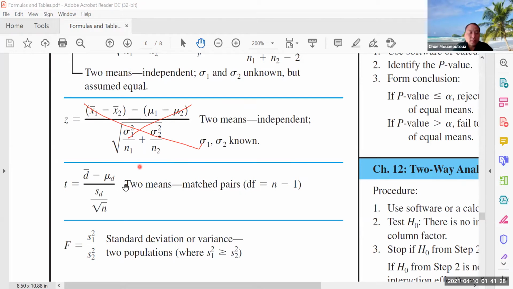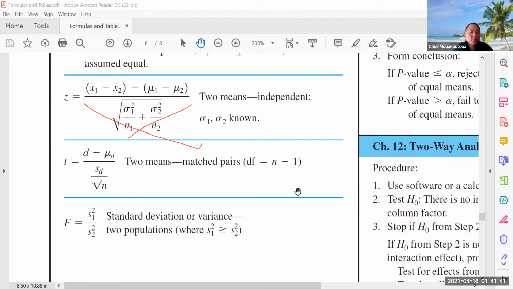So things like this, we use the t-test or the t-statistic to help us with the test statistic calculation. Here we have the F test, they call it F. This is just the first variance squared divided by the second variance squared. And they will require that the first sample's variance be bigger than or equal to the second variance.